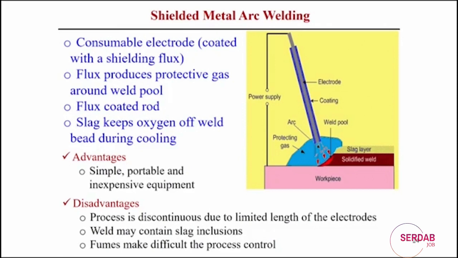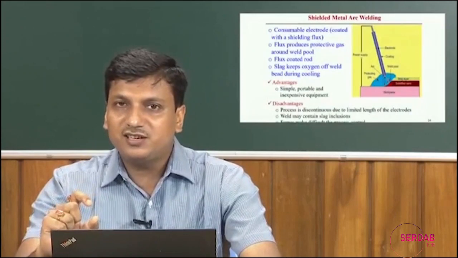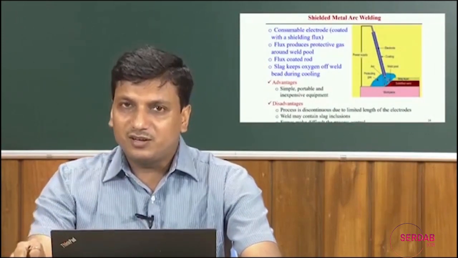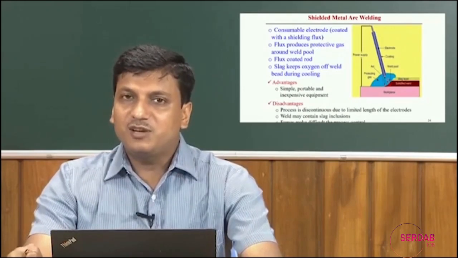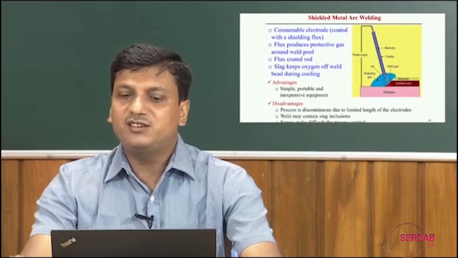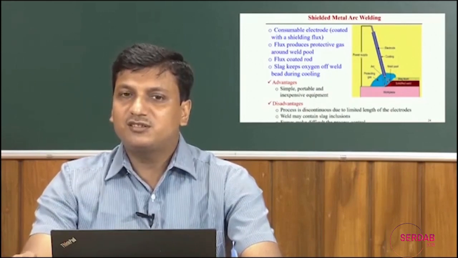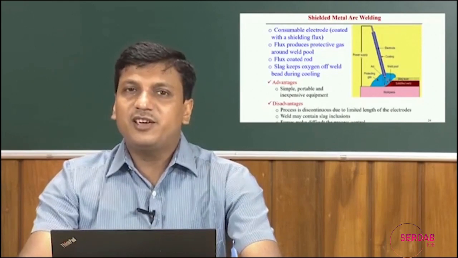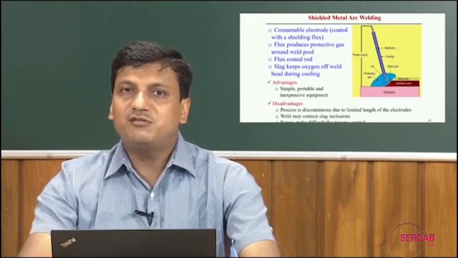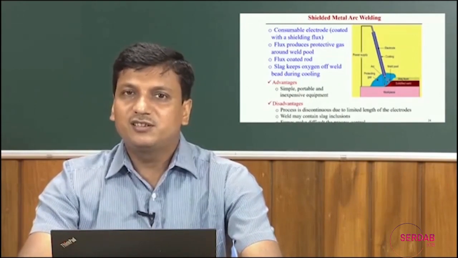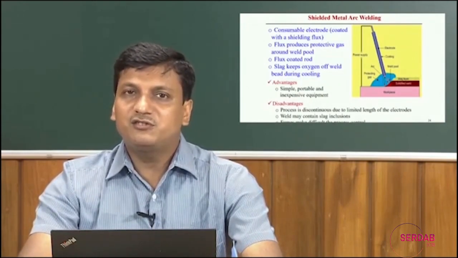it produces a slag layer, a slag that is lighter in weight as compared to the molten material, or as compared to the base material. So, that lighter material comes to the top surface, and that creates the slag layer. That slag layer also protects the molten material during the solidification process, until it cools down.